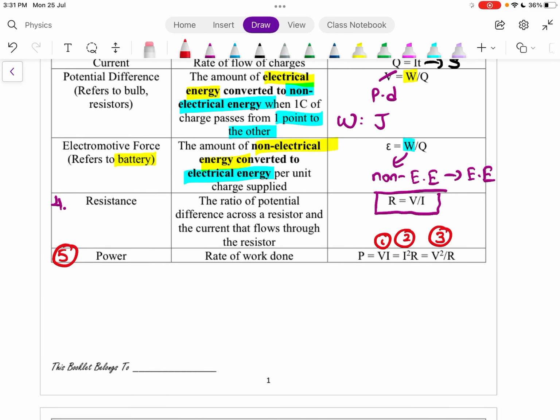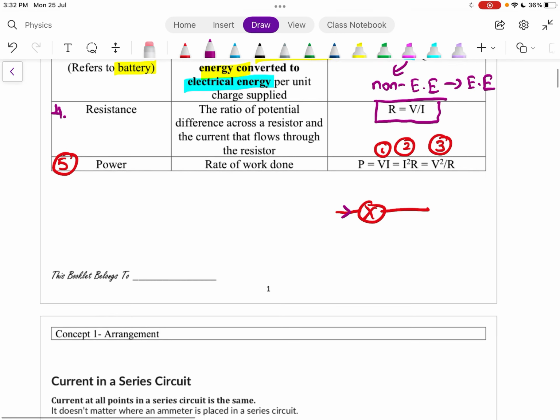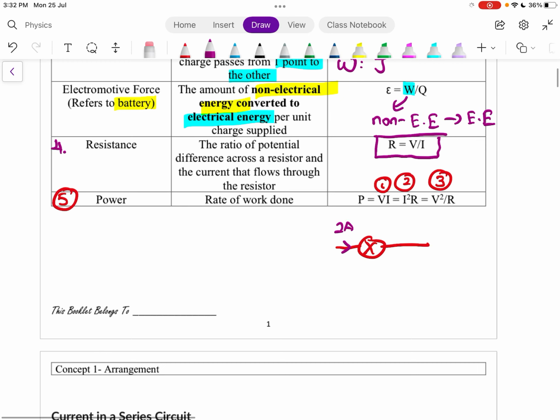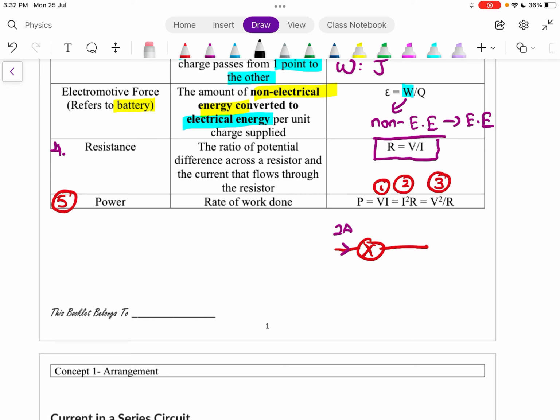So when do I use P equals VI? When do I use P equals I squared R? And when do I use P equals V squared over R? It really depends on what situation you are given. For example, let's just say you have a light bulb, and I give you two quantities, for example 2 ampere here, then I give you the potential difference, which is 2 volts. In this case, of course, I simply use VI. That is the very first case.